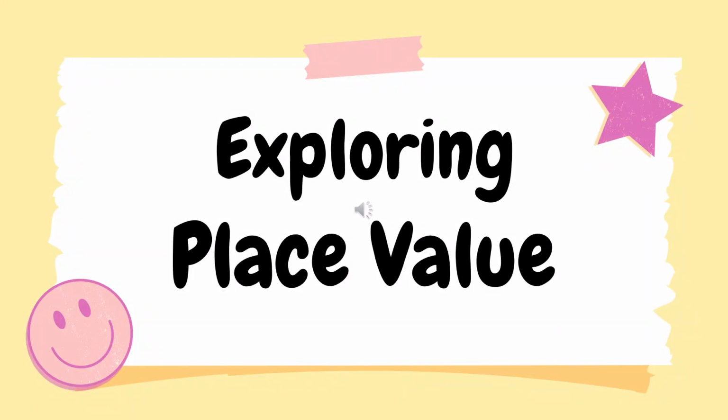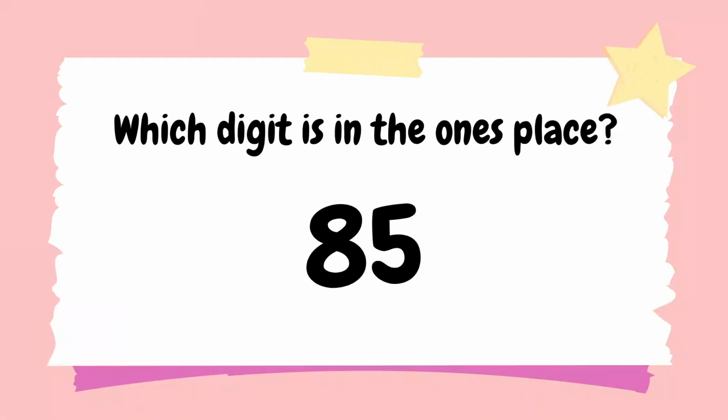Today we are going to learn place value. Which digit is in the ones place? The number is 85. 85 means 8 tens and 5 ones. At the ones place there is a 5.